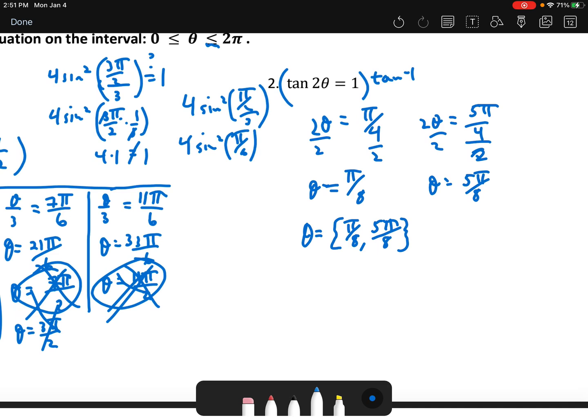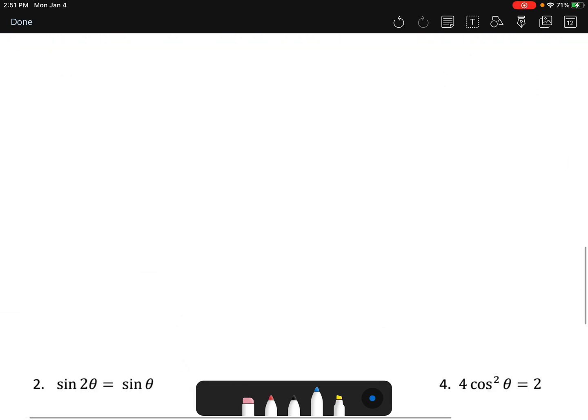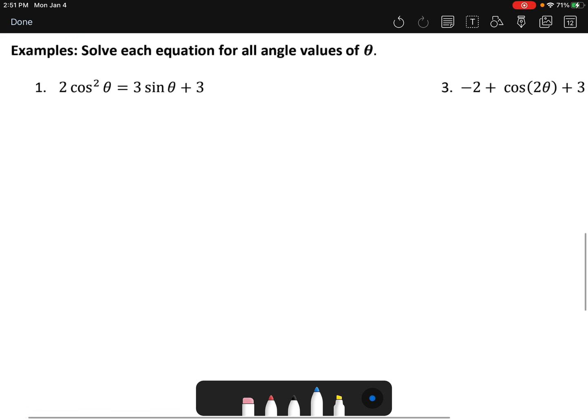So if we took the tangent of 2 theta and we put pi over 8 in there, it would be the tangent of pi over 4. And that's 1, because 2 times pi over 8 would be pi over 4. 2 times 5 pi over 8 is 10 pi over 8, which would be 5 pi over 4, which the tangent of 5 pi over 4 is 1. Okay?